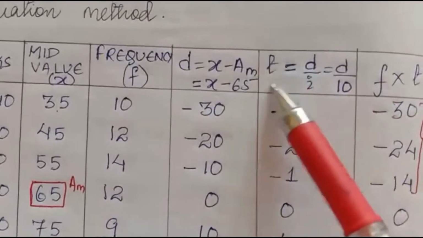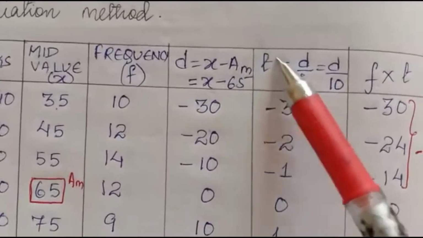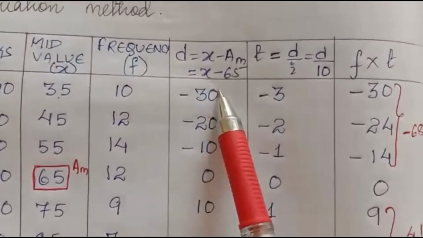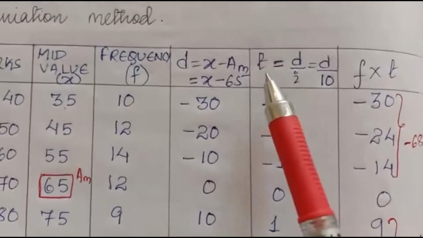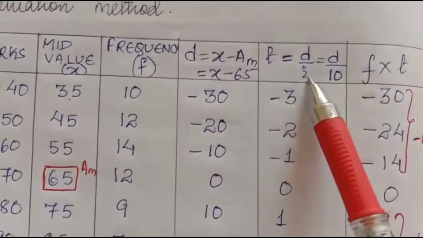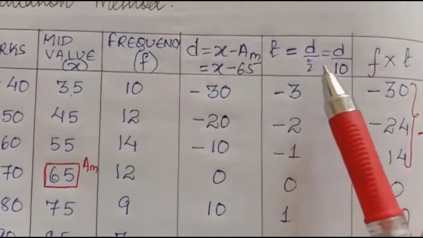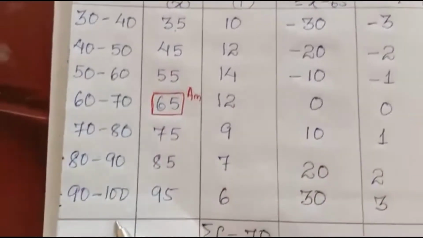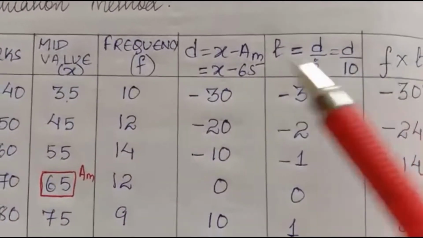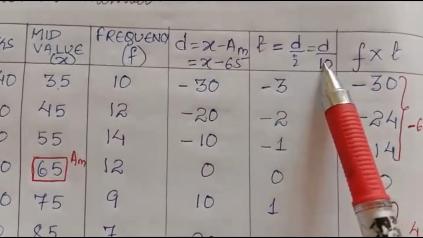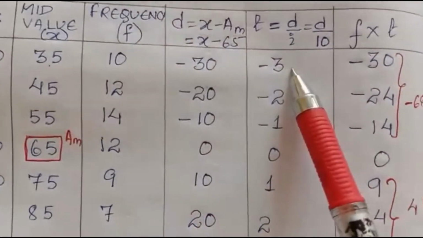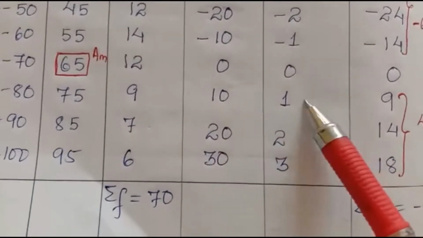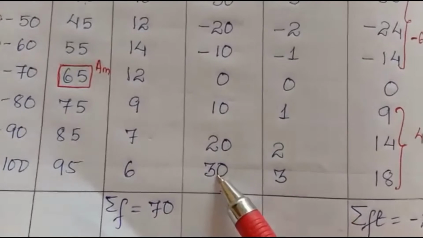So here we have to find T. This is the only new calculation for you in step deviation. Till here you have already done it in the shortcut method. Only in step deviation we have to find T, and T is D divided by i. i is the length of class or class size. So here you have to check the class size: difference of 10, so class size is 10. This value of D will be divided by 10. So minus 30 divided by 10 is minus 3, then minus 2, minus 1, 0 by 10 is 0, 10 by 10 is 1, 20 by 10 is 2, 30 by 10 is 3.